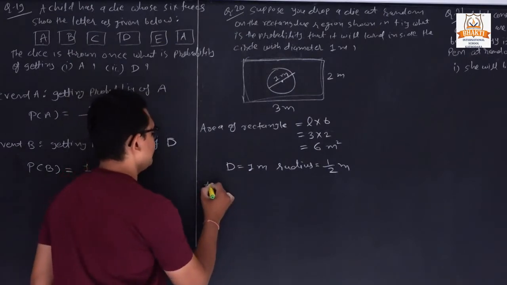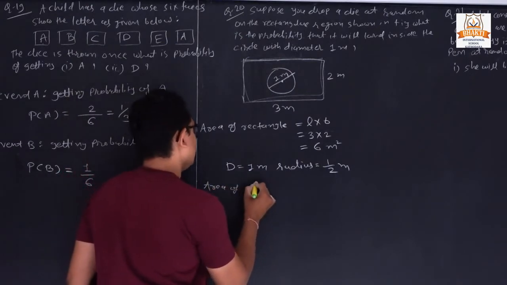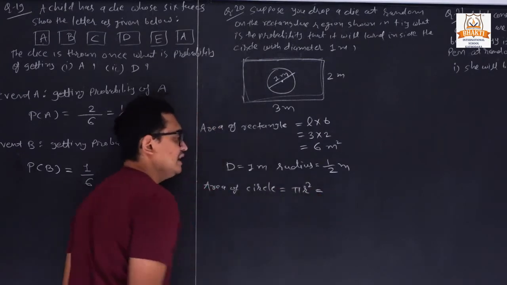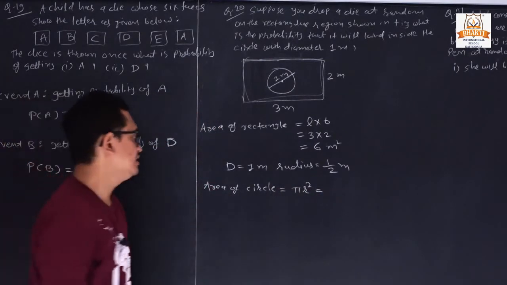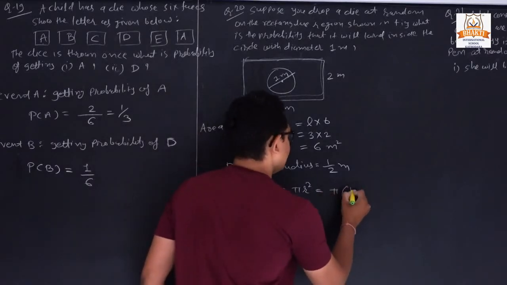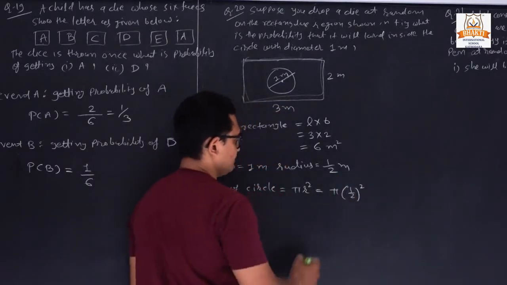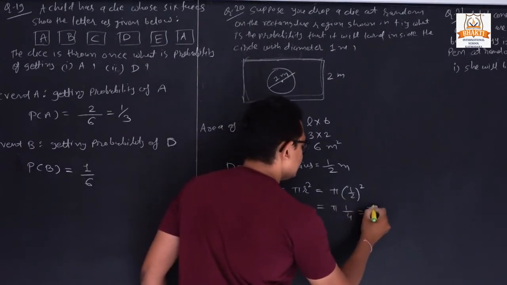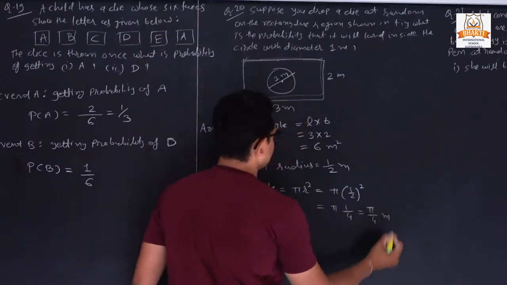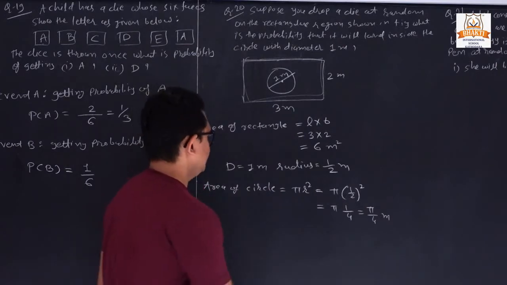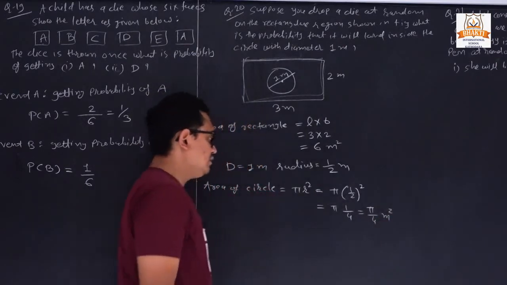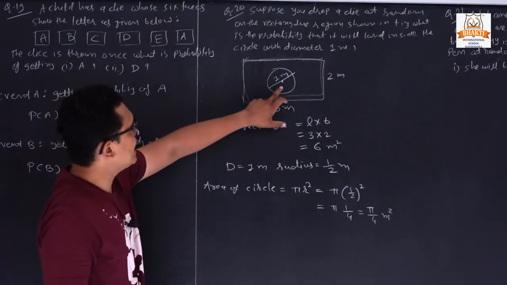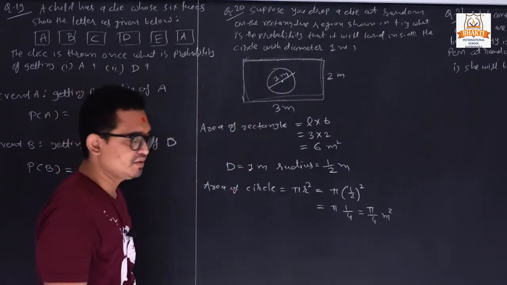Now the area of the circle is pi r square. What is its formula? Pi r square. So pi times 1 by 2 all square, which will be 1 by 4. So the answer is pi by 4 meter square. Now next, we need to find the probability that the die is inside the circle.